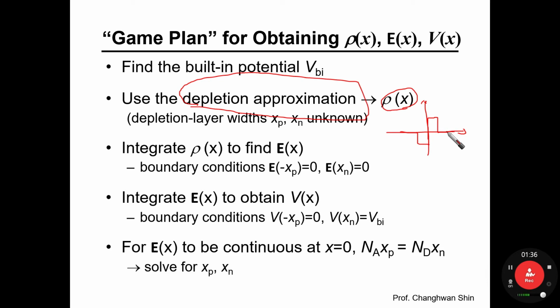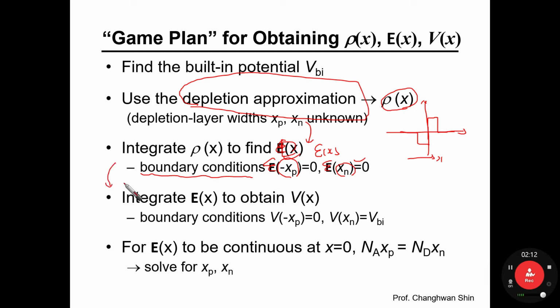okay? Then the job left behind is a kind of mathematical problem set, right? So we just solve an integration problem to look for the electric field intensity E(x) across the x direction. So we should have two boundary conditions. At the boundary of the depletion layer, the electric field intensity is zero. So using those two boundary conditions, we can easily complete the integration job.